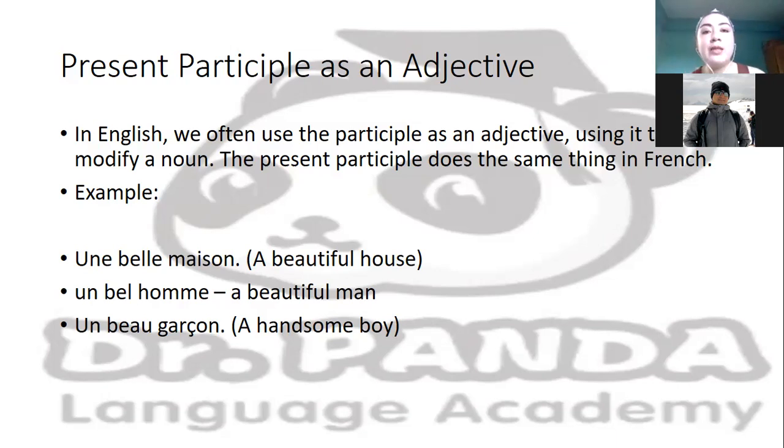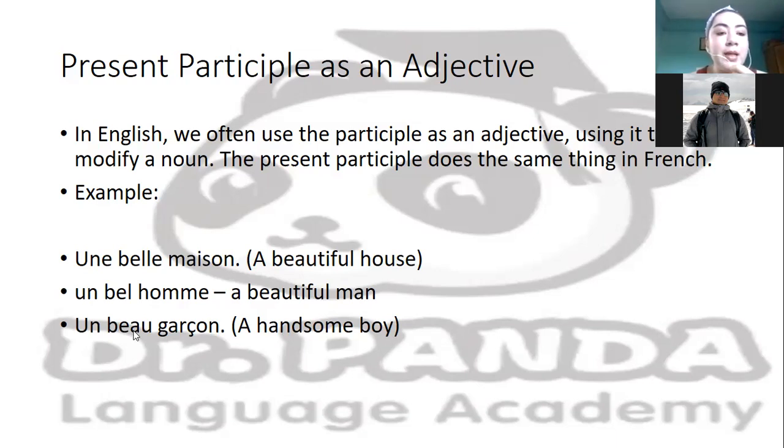Okay, so going back, present participle as an adjective. In English, we often use the present participle as an adjective, using it to modify a noun. The present participle does the same thing in French. So for example, when you want to say a beautiful house, you say une belle maison.